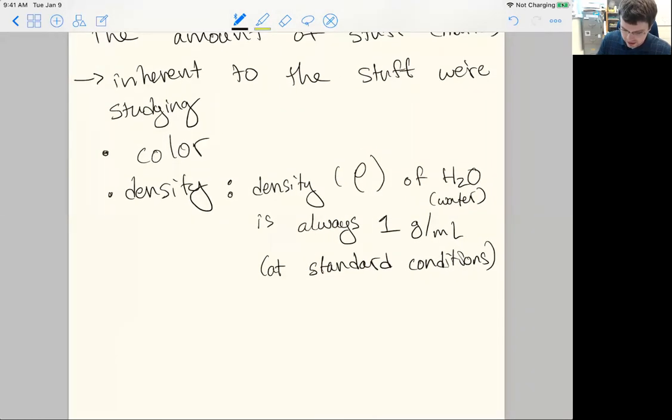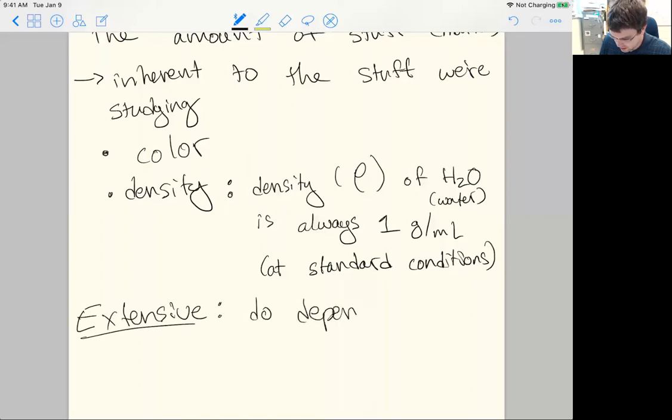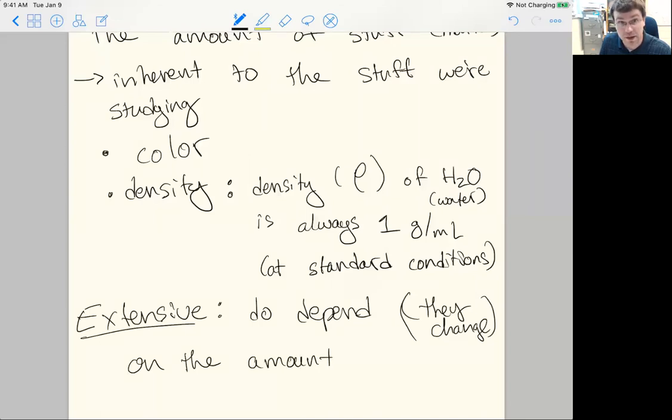Let's look at extensive physical properties now. Extensive, these are a little bit easier to think about. Extensive physical properties do depend, i.e. they change. They do depend on the amount of matter or stuff we're working with.